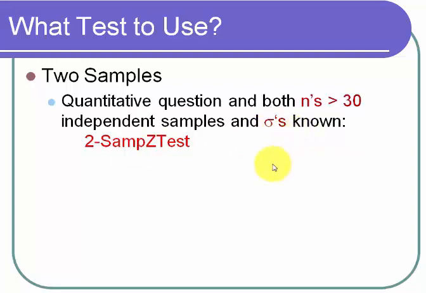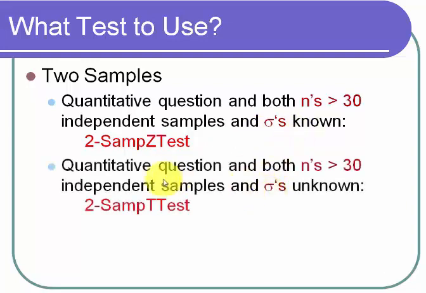If we don't know the population standard deviation, but we have two quantitative questions, and we know that both of the sample sizes are greater than 30, and the samples are independent, then we use the two-sample t-test, or the hypothesis test, for the difference between two independent samples.